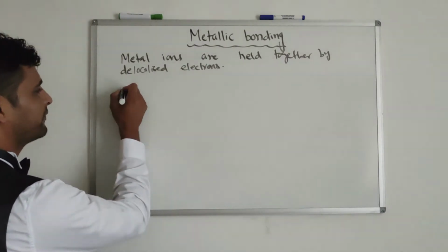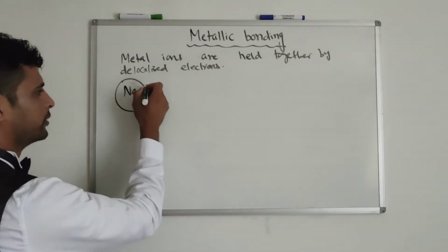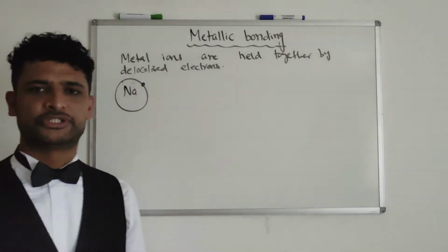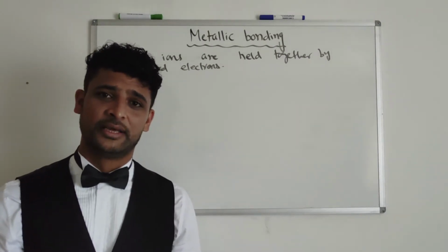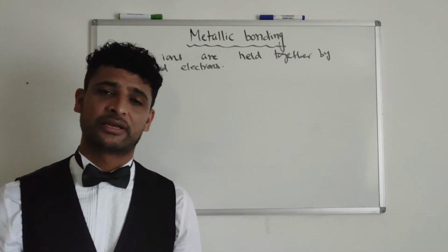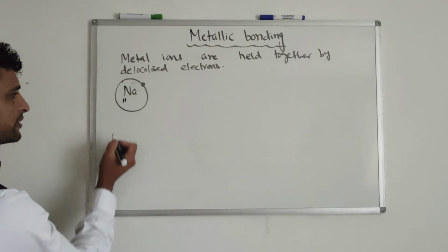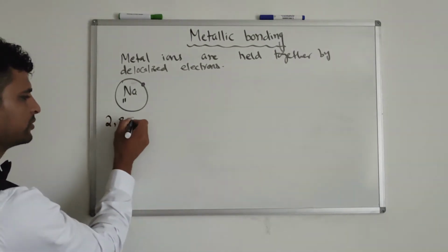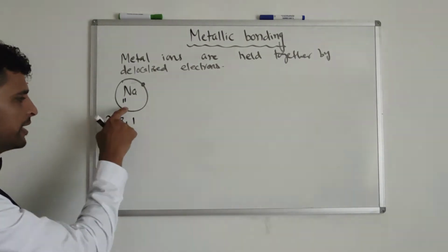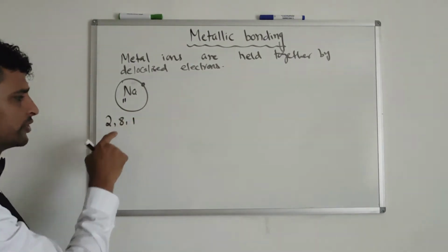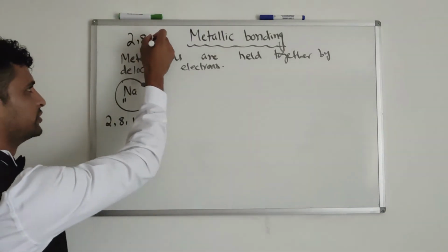For example, if you have sodium metal, which belongs to group 1, it has 1 electron in the outer shell. The maximum it can have is 8 electrons in the third shell. It has an atomic number of 11, so 2, 8, 1 is the electronic configuration: out of 11, 2 in the first shell, 8 in the second shell, and 1 in the third shell.